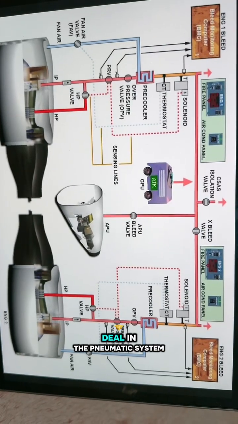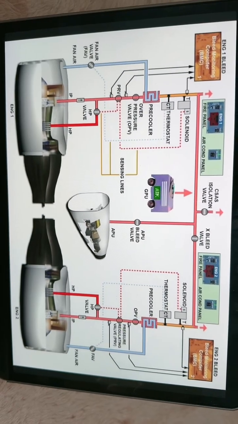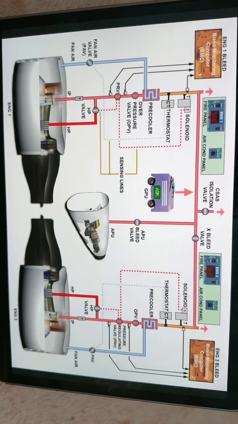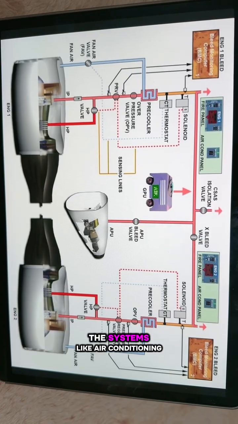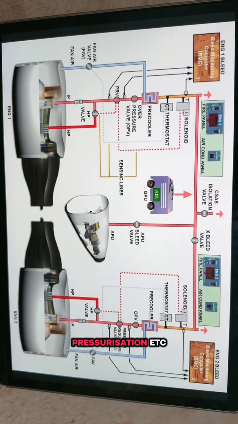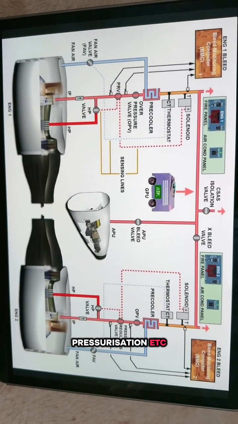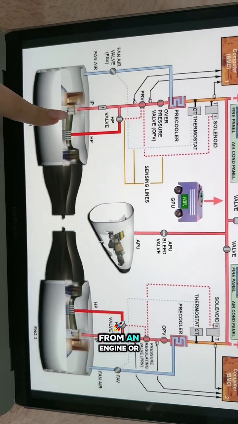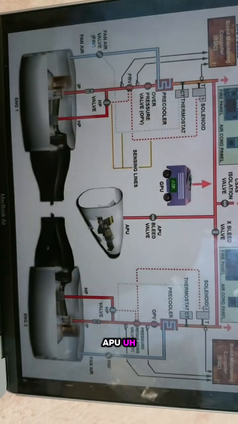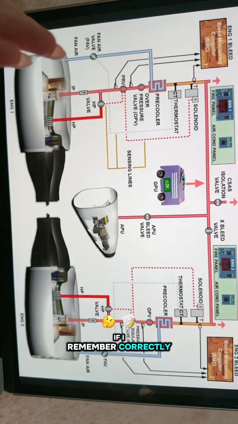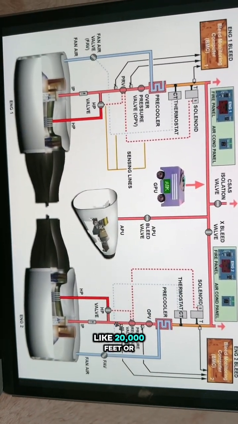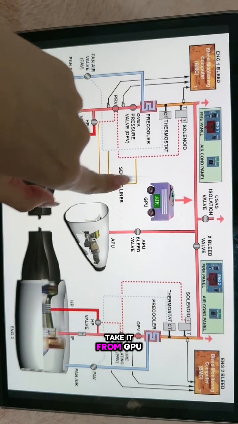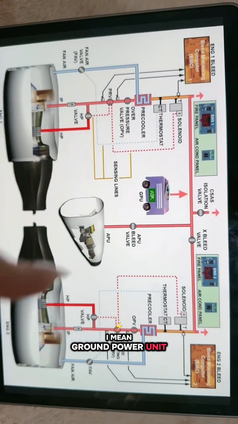Now, what was the deal in the pneumatic system? The air you take, we also call it bleed air. The goal was to send that air to systems like air conditioning, pressurization, etc. Now, how can we provide this bleed air? We can take it from an engine or APU, but in the sky, if I remember correctly, that had a limit like 20,000 feet or something like that. If we are on the ground, we can take it from a GPU, ground power unit.